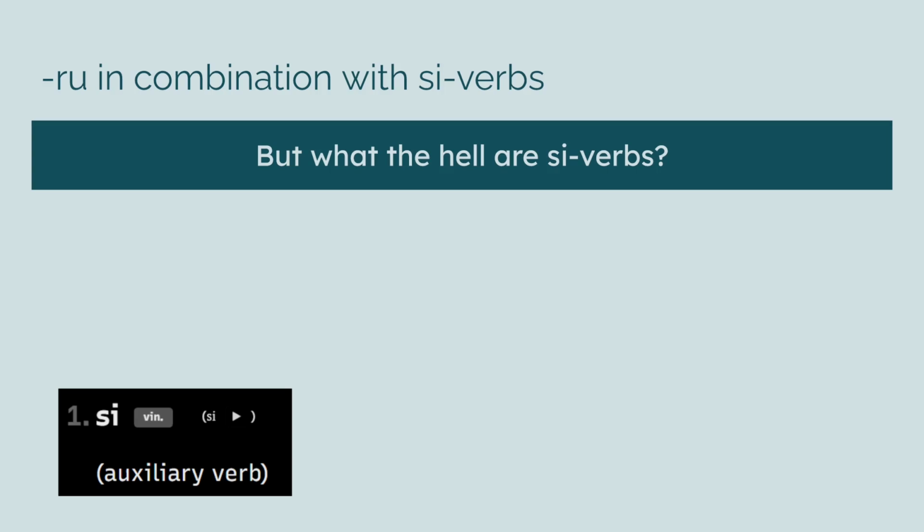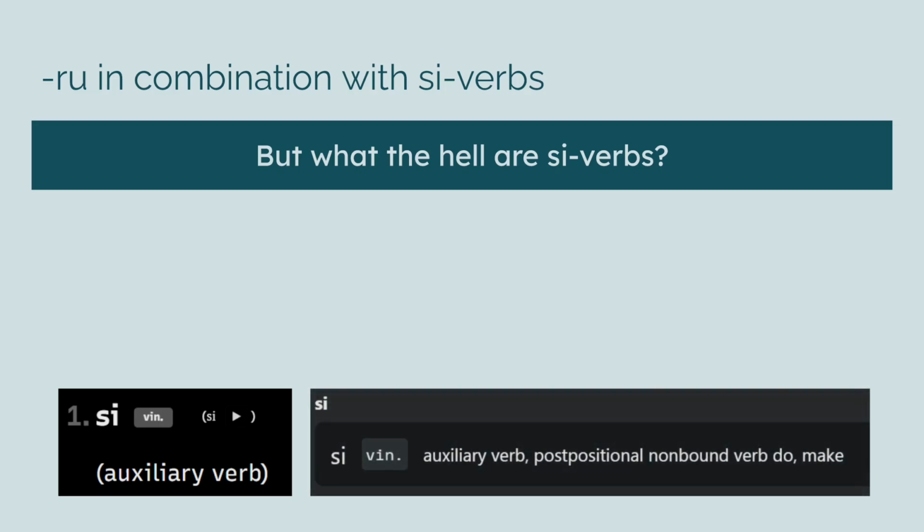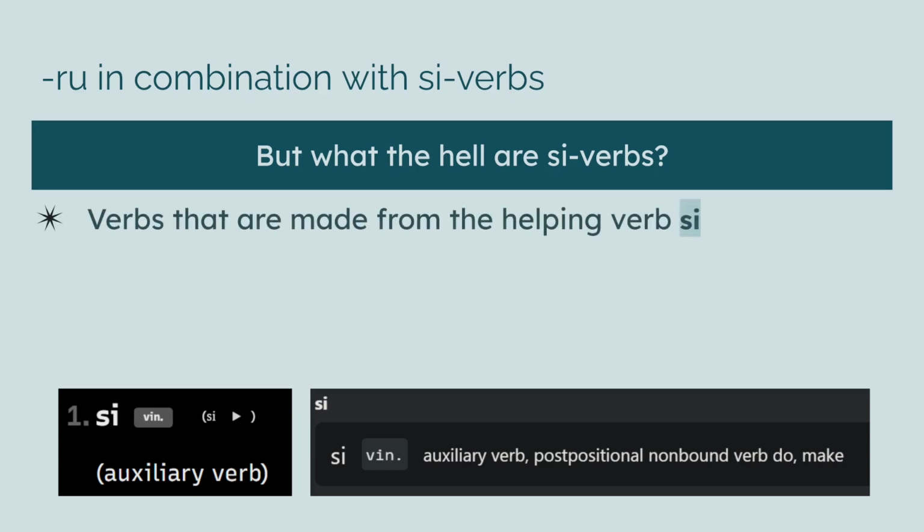But if we look up si in the dictionary, then we see varied things like auxiliary verb. What is that? Auxiliary verb, postpositional non-bound verb, do, make. So I think this is even more confusing probably. So the dictionary doesn't really help us here. So what are si verbs? Si verbs are verbs that are made from the helping verb si. You see them very often actually.